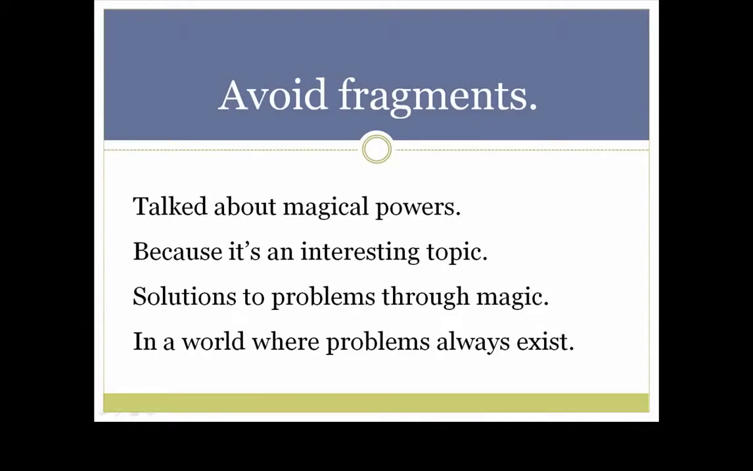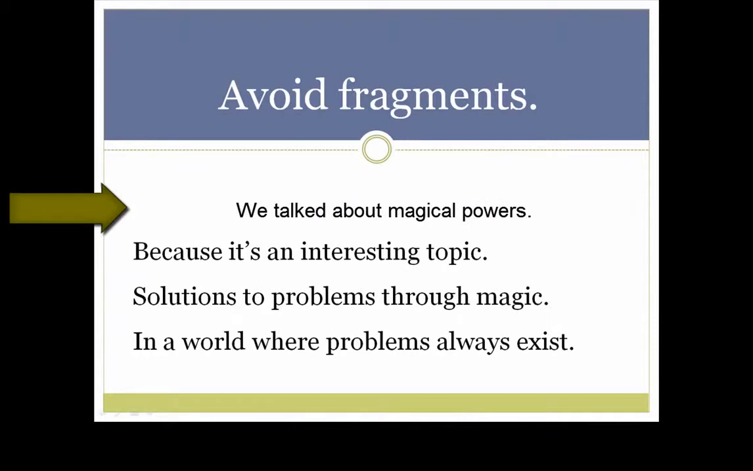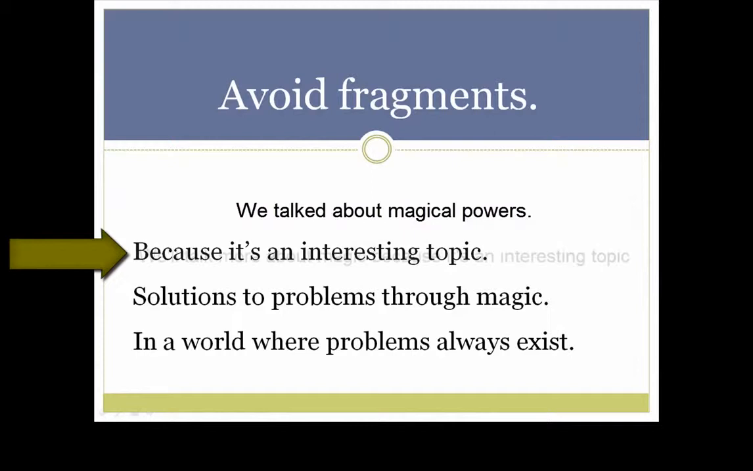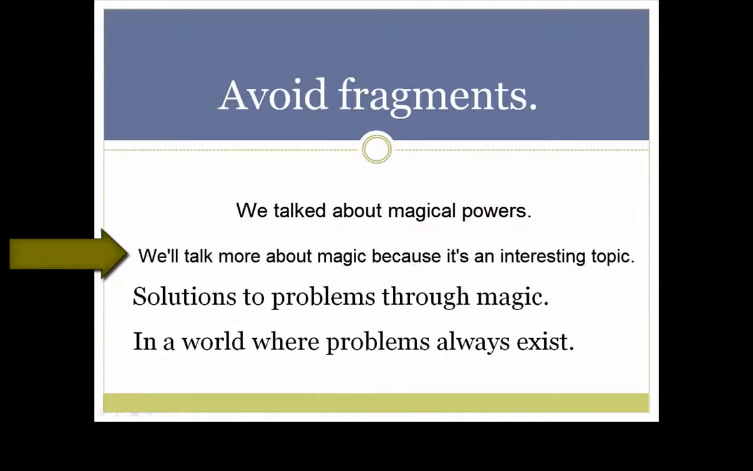What I'd like you to learn from the first model is how to avoid fragments, incomplete sentences. Look at the following fragments. How could we fix them? This one is missing a subject. We could say, we talked about magical powers. This one is missing a main clause. We could say, we'll talk more about magic because it's an interesting topic.